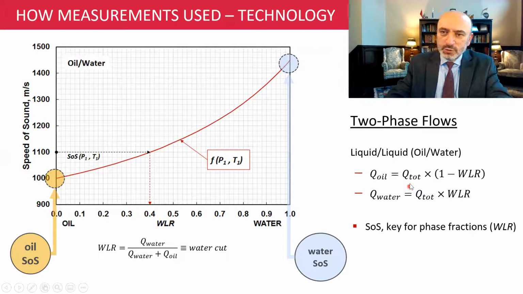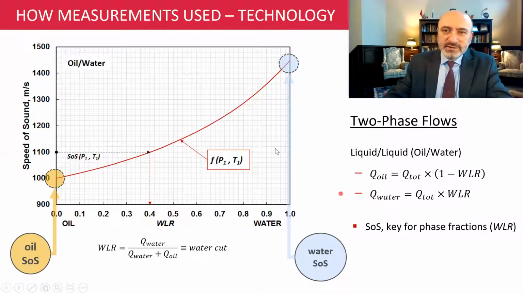Here, Q total is the total volumetric flow rate, and that information comes from the velocity measurement and the cross-sectional area of the flow meter. Once we obtain the water cut, the WLR, then it is easy to calculate the oil and water phase flow rates.